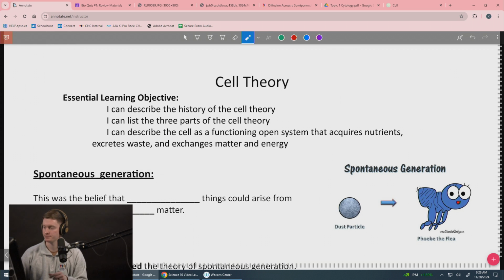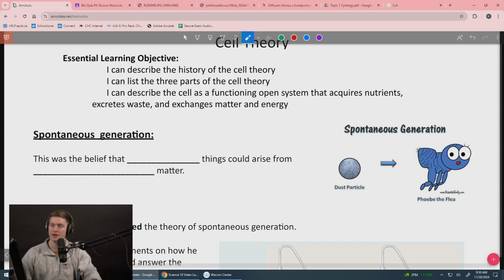Moving on. The next thing we're going to talk about is cell theory. We said that all living things are made up of cells. This is going to bring us to the idea of what a cell is. You're going to need to know the three parts to cell theory and describe some of the scientists involved in the production of cell theory.